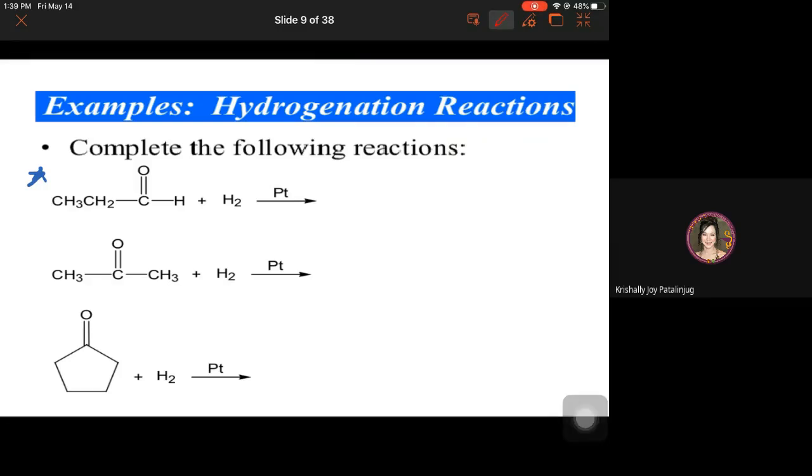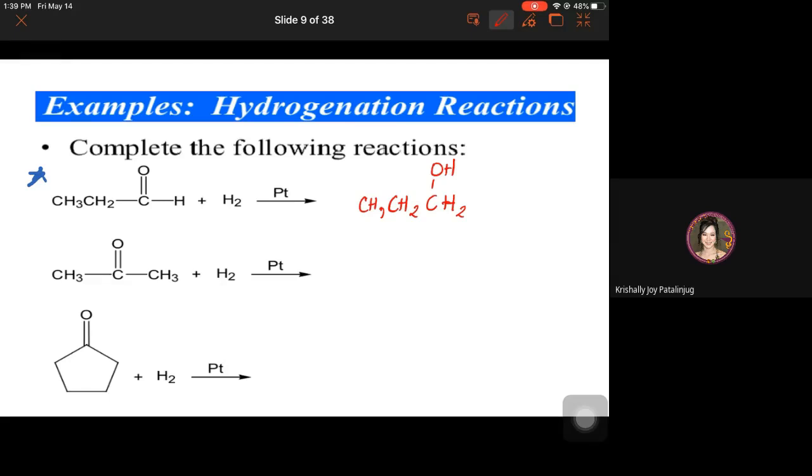While I'm completing the reaction, can you name the alcohol that can be produced? Okay, you are naming the alcohol now. What do you think is the name of the alcohol? Yes, very good. It's 1-propanol.